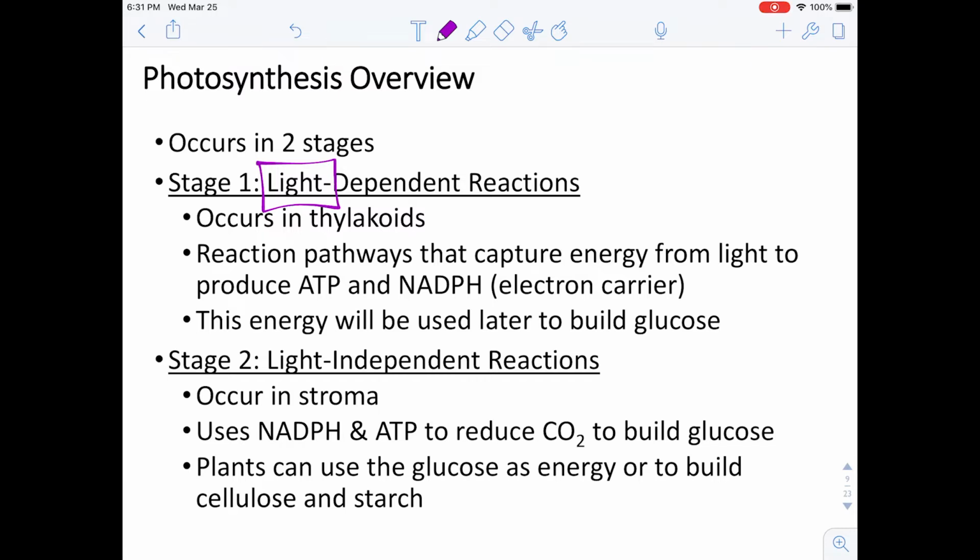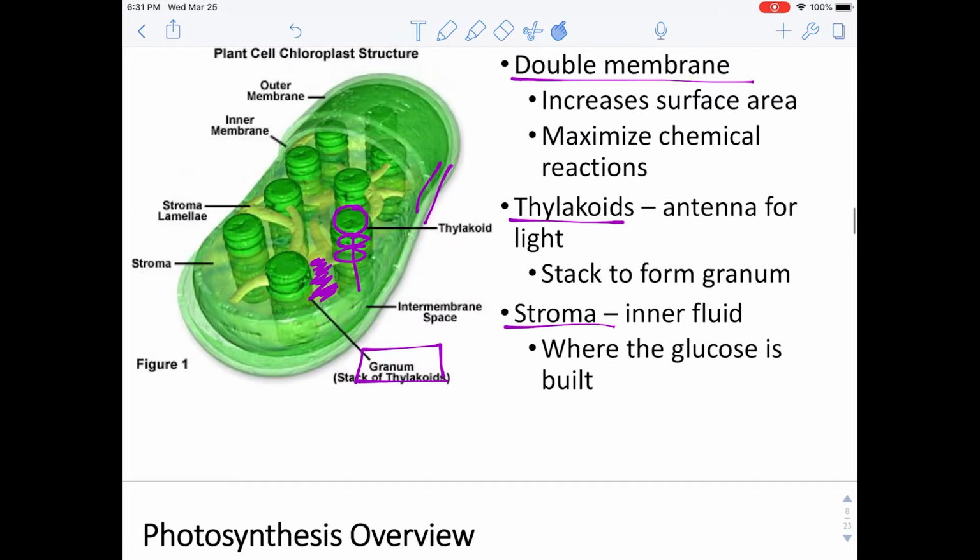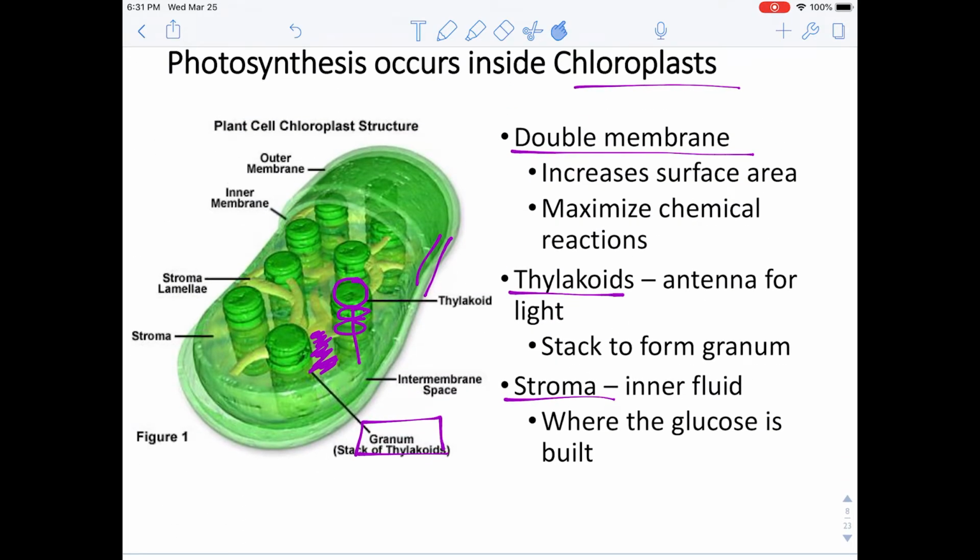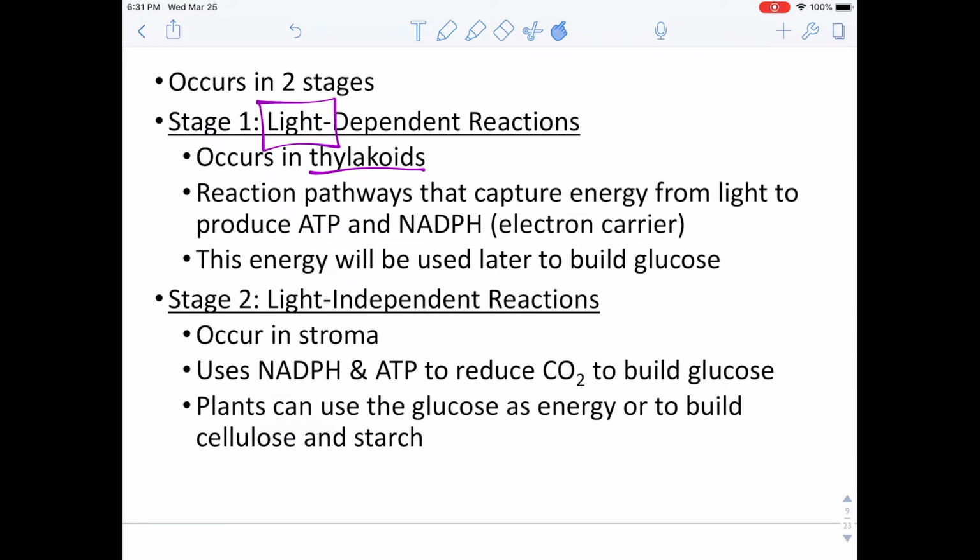Couple main things to remember. The light reactions are going to be occurring in the thylakoids. So if you remember back from the previous slide, the thylakoids are these little stacks that you see here, and they act as antenna. So what they do is they receive light energy. Okay, light is penetrating, hitting the thylakoids, and then a bunch of stuff happens here.